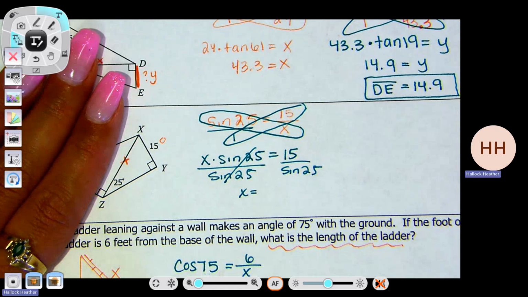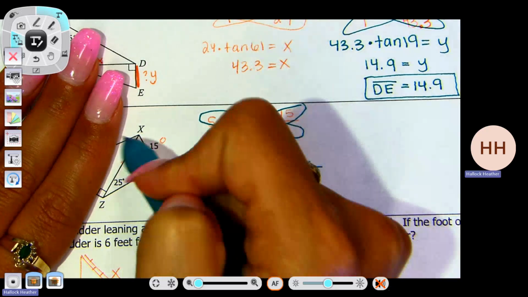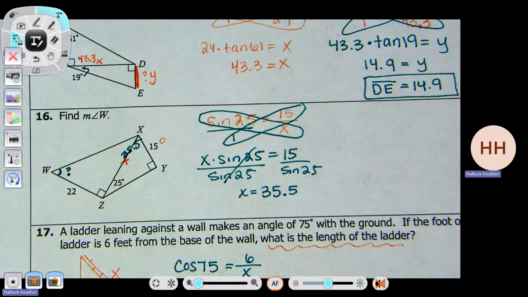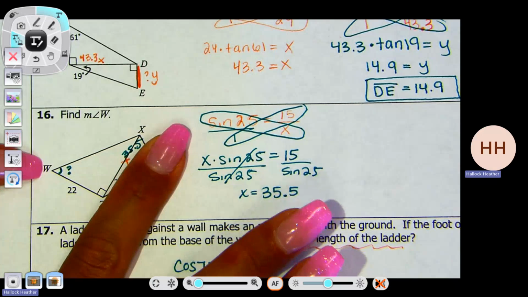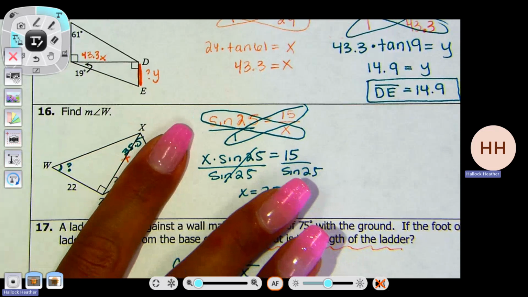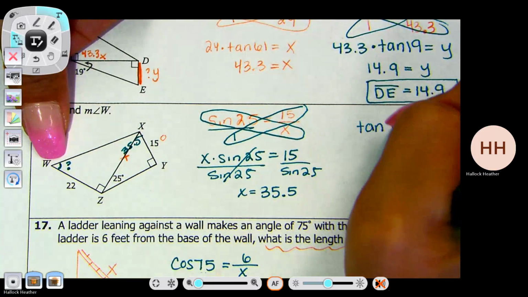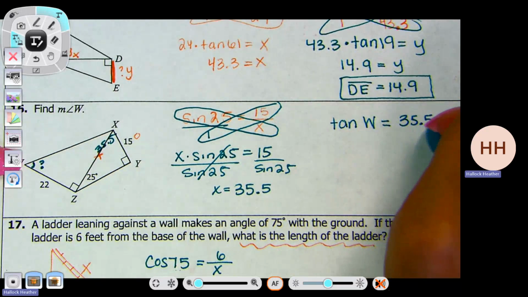And I'm going to divide because I have to get x by itself. So what do I get for that? 35.5. So 35.5 can go here. Now we're going to use that and my 22 and my little question mark to set up the other side. So if I have to find W, this would be tangent. So I'm going to do tan. I don't know the angle, so this could be your X. I'm going to say W because it's an angle anyways, but you can put an X there. That's fine. So we're doing tan W equals 35.5 over 22.